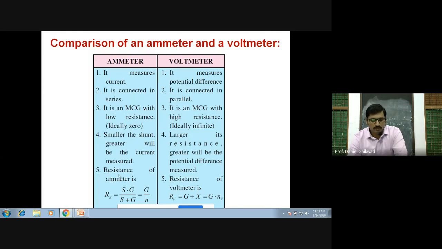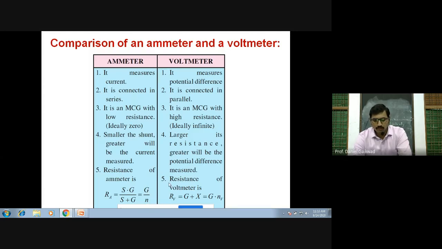Now the fifth point, we have the formula. The resistance of ammeter, RA, is equal to S times G divided by S plus G. That formula is according to the parallel connection of G and S. When shunt resistor S and G are parallel to each other, then we have the formula 1 upon Rp is equal to 1 upon R1 plus 1 upon R2, or we write Rp is equal to R1 times R2 divided by R1 plus R2. Accordingly we have that formula, and in terms of N, it is G upon N.